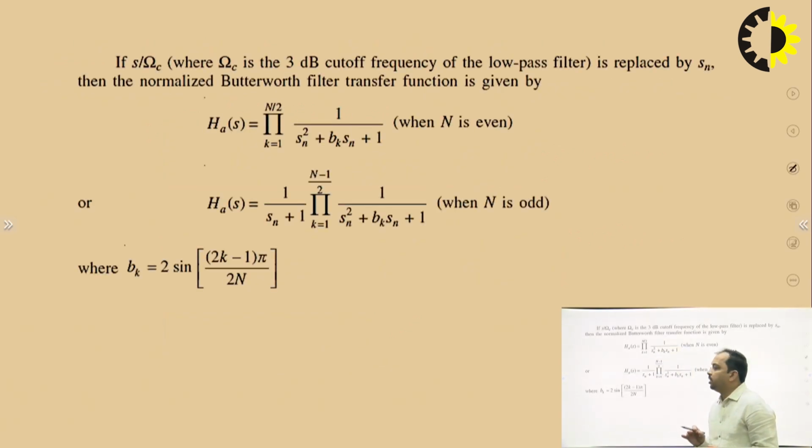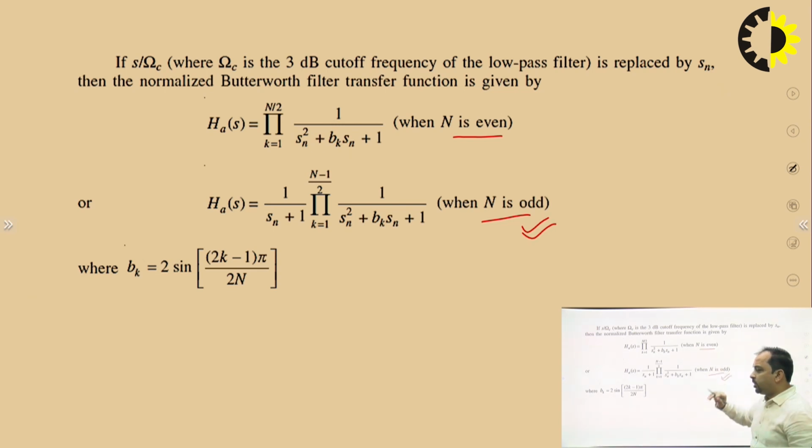So if we want to see the normalized transfer function, what we need to do is just divide the numerator and denominator by a factor of Ωc. So in our last equations, when n is even or n is odd, both the transfer functions will give you Sn, which is the normalized value, Sn squared plus bk Sn plus 1. Similarly, we have the analog prototype transfer function when the filter order is odd. Again we need to remember whether we have to design an unnormalized filter or a normalized filter. Accordingly, we can use the transfer functions.